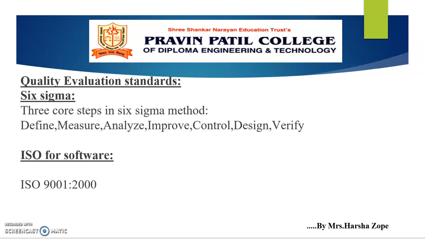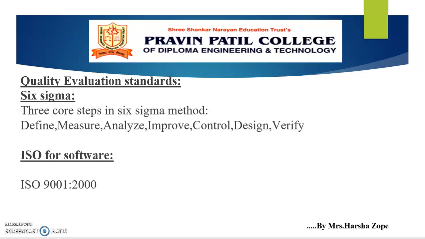Then quality evaluation standards. In this, Six Sigma and ISO for software will be covered. Six Sigma is a widely used statistical software quality assurance strategy. The word Six Sigma is derived from six standard deviations. There are core steps in the Six Sigma method: define, measure, analyze, improve, control.